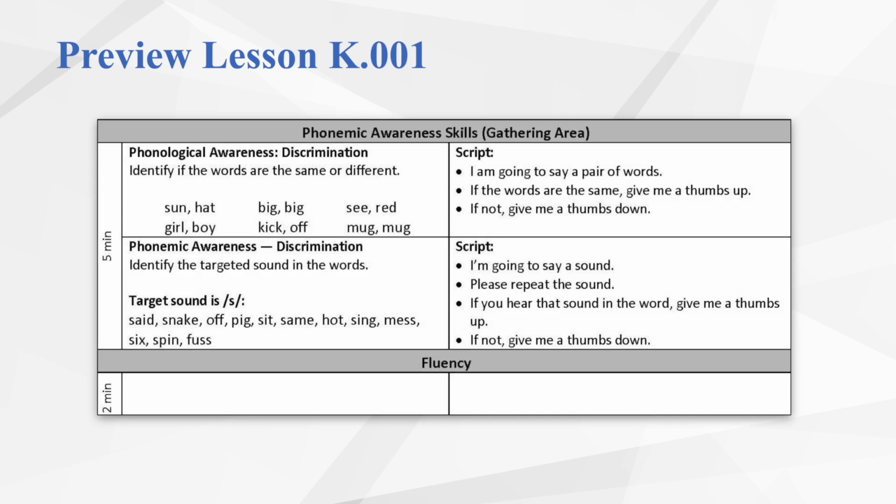On the screen, you see the phonemic awareness skills. If they are at their tables, students will transition to the meeting area. Phonemic awareness skills are done orally. Students are not looking at print. They are looking at your lips and listening to sounds and words. Now that we have previewed the lesson, we're ready for the demonstration.